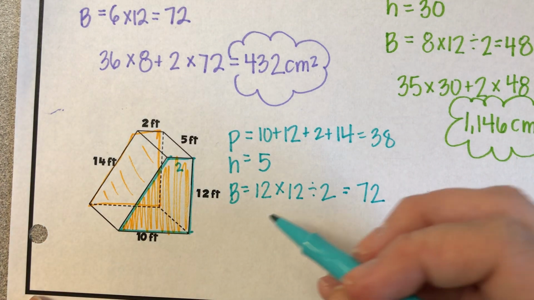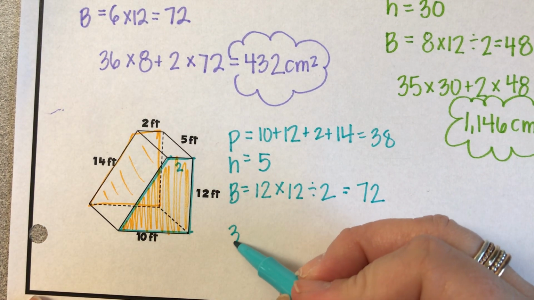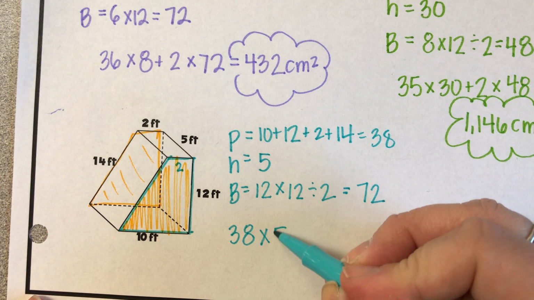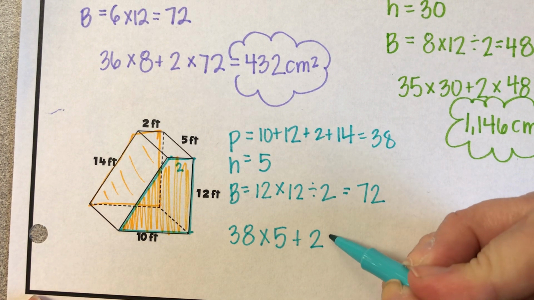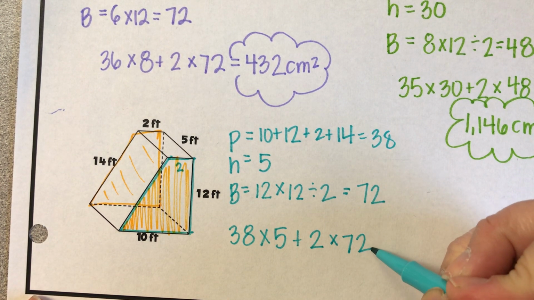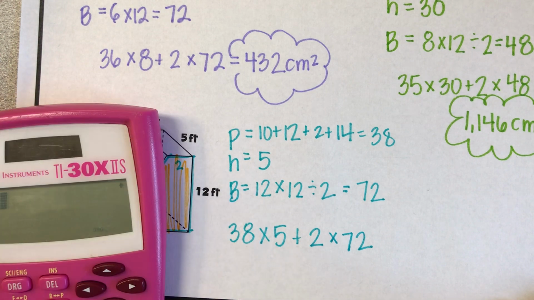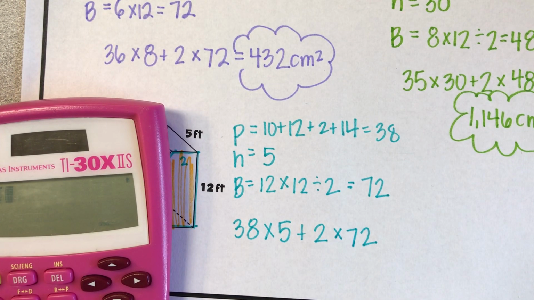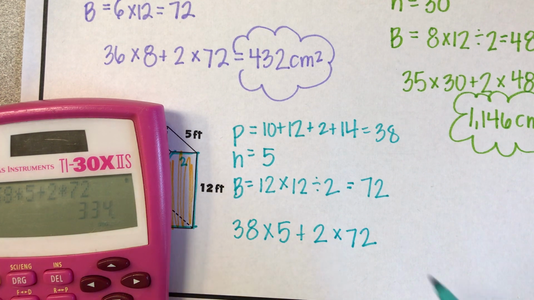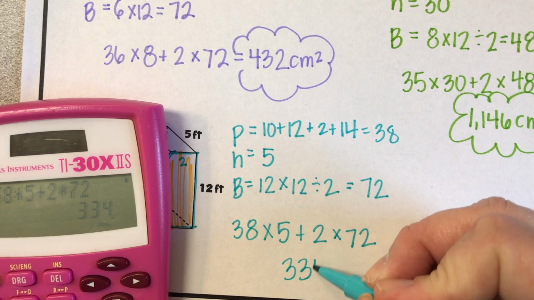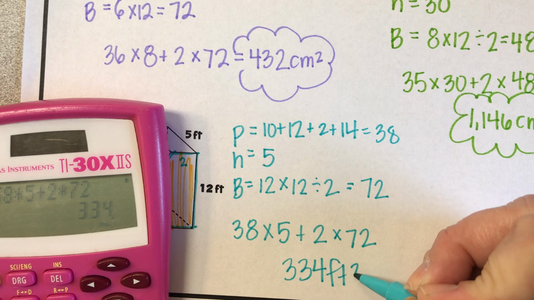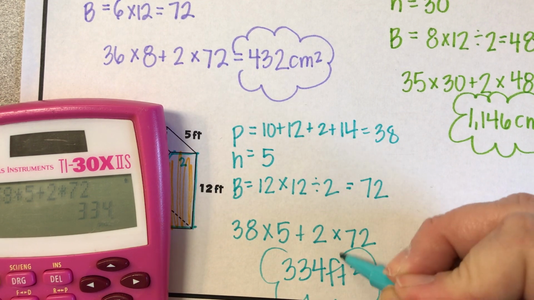So when I plug this in, it's perimeter times height plus 2 times the area of the base. So 38 times 5 plus 2 times 72, 334 feet squared.